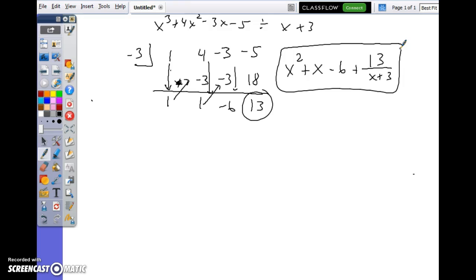It has to be a binomial. If I give you x squared plus 3 to divide out, what do you have to do? You have to go this way, right? You have no option. You can't use synthetic division at all. It just won't work. Okay?